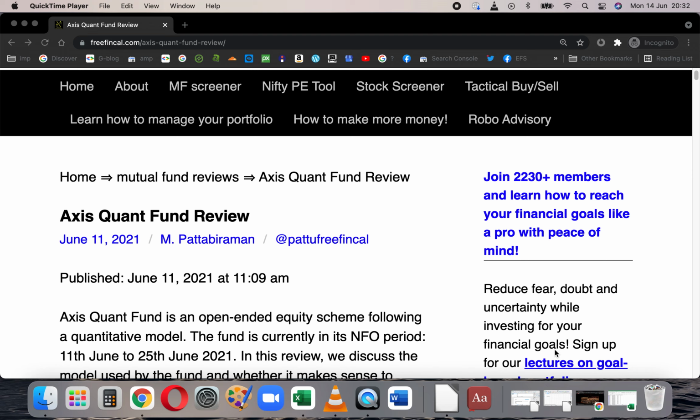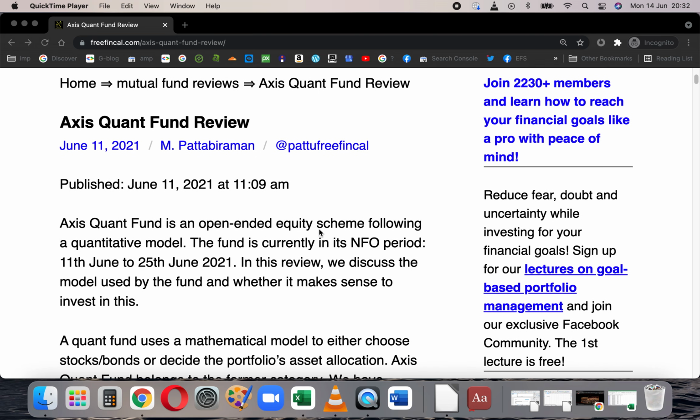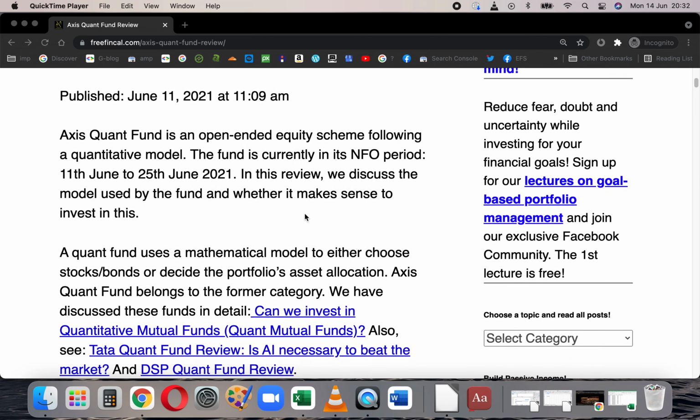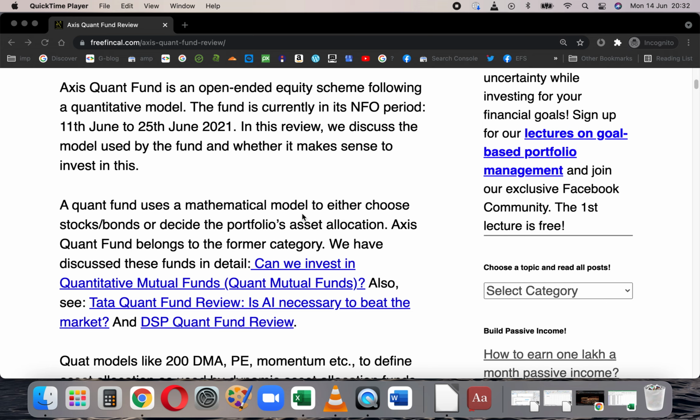Let's take a look at Axis Quant Fund, which is currently in its NFO period. Now, a quant fund will use a mathematical model to either determine the stocks or bonds in the portfolio, or to determine the asset allocation. Dynamic asset allocation funds or balanced advantage funds use a quant model partially or fully to determine the asset allocation, whereas a quant fund typically is one that uses a mathematical model to determine the actual portfolio itself.